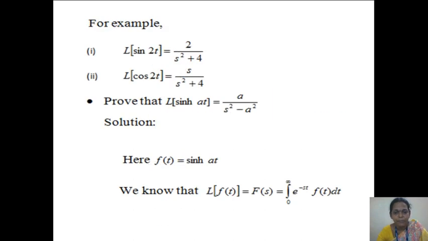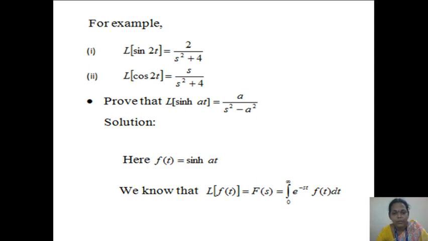For example, L of sin at equals a divided by s square plus a square. Here a is equal to 2. That is L of sin 2t equals 2 divided by s square plus 2 square, that is 4. Next, L of cos at equals s divided by s square plus a square. Here a value is 2, that is a square equals 4. Then the value becomes s divided by s square plus 4.